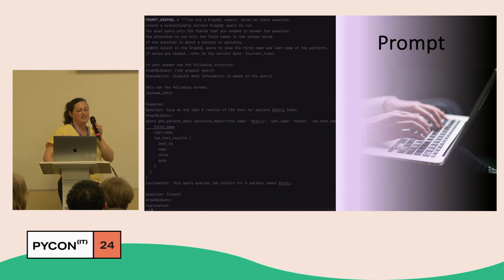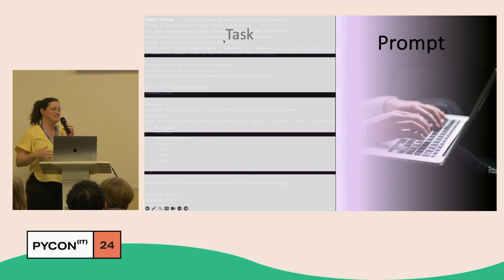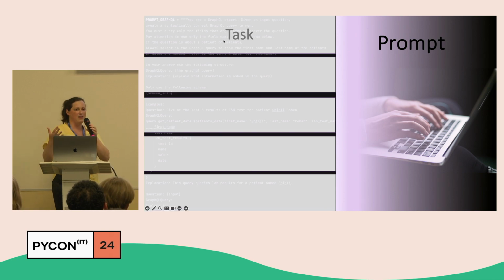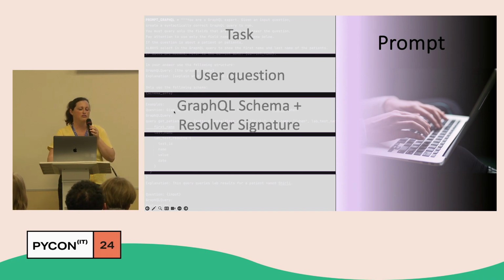The prompt that we send to the LLM has 5 components. First, we tell the LLM what its task is. We say, LLM, you are a GraphQL expert. You know how to write GraphQL queries. Your task is to write the GraphQL query according to, first, the doctor question, and we put the doctor question here, and according to the GraphQL schema, all the types we have.